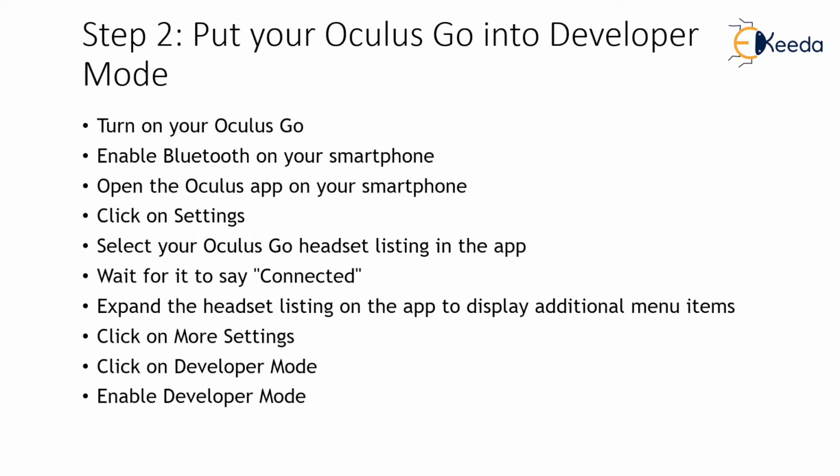Step two would be to put your Oculus Go into developer mode. For doing that, first turn on your Oculus Go, enable Bluetooth on your smartphone, and open the Oculus app on your smartphone. Whenever you are pairing your Oculus Go and your smartphone, an app needs to be downloaded, which is the Oculus app. Click on the settings and select your Oculus Go headset, which is listed in the app. Wait till it says connected. Once connected, expand the headset listing in the app to display the additional menu items. Click on More Settings and then click on Developer Mode and enable Developer Mode. This is how you will put your Oculus Go into developer mode.